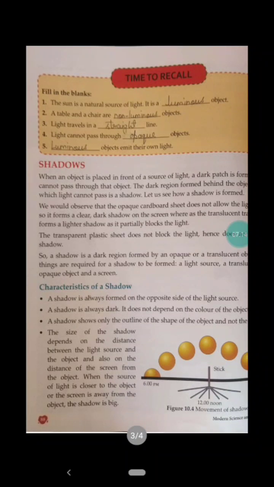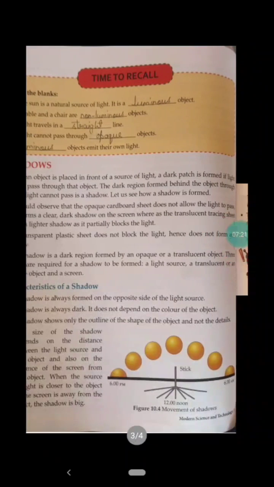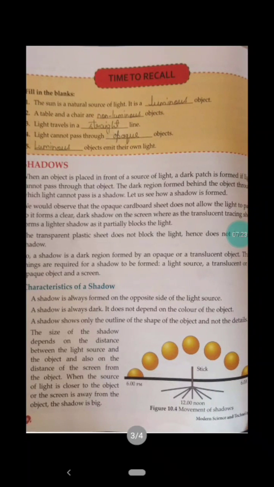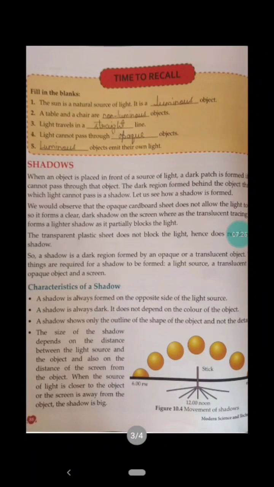Students, a shadow is formed when the source of light is blocked by any opaque object, or a shadow is the dark patch that is formed when the path of light is blocked by any object, and it may be blocked by a translucent object or by an opaque object, because we discussed that transparent objects allow light to pass through them completely, so they do not form any type of shadow. So let's see how a shadow is formed.